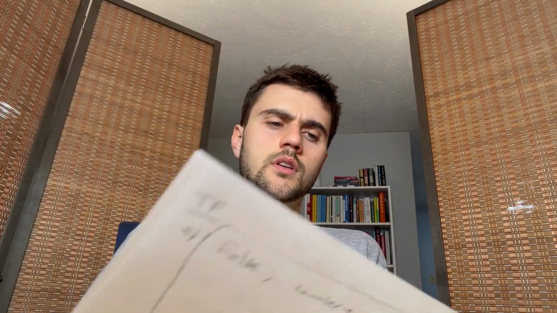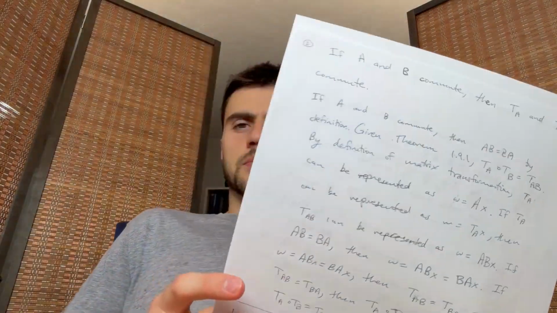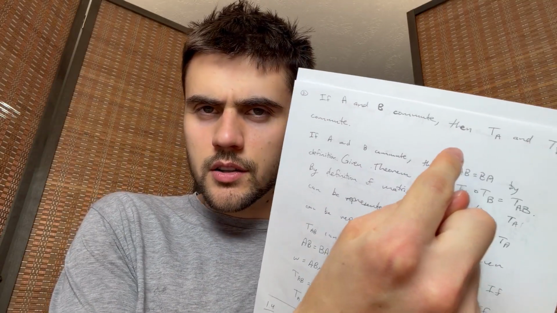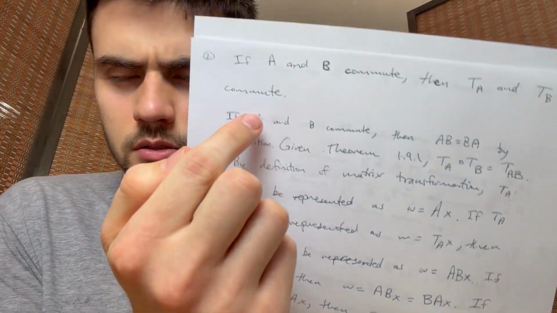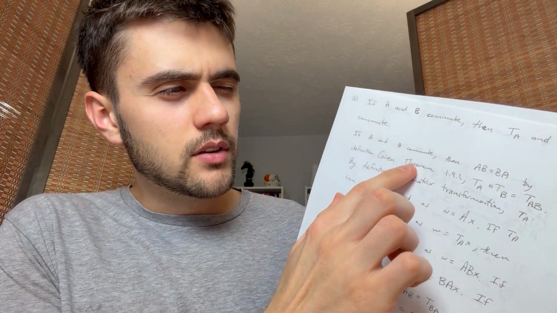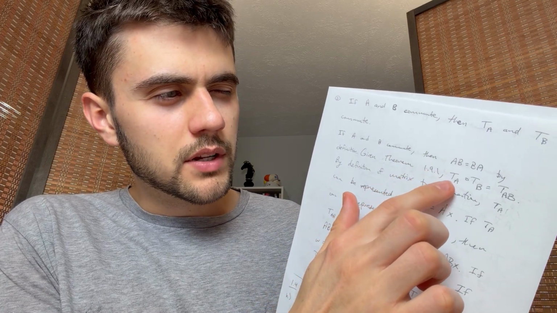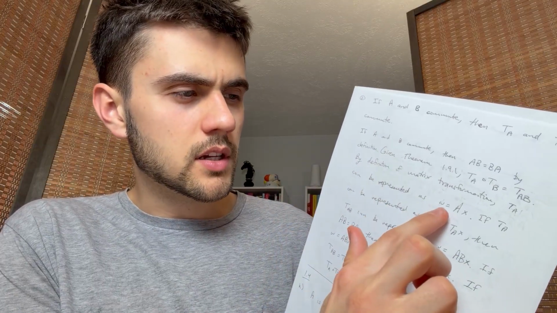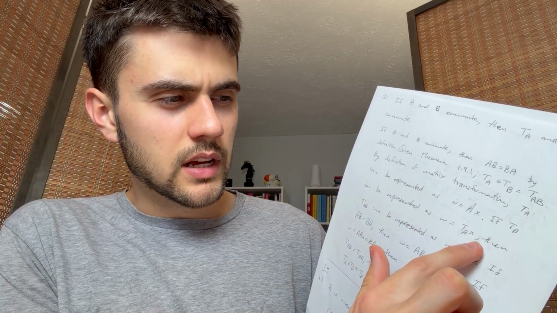I finished the second part of this proof, basically showing if A and B commute, then transformation A and transformation B commute. So here's what I had. If A and B commute, then AB equals BA by definition. Given theorem 1.9, TA∘TB equals TAB. By definition of matrix transformation, TA can be represented as W equals AX.